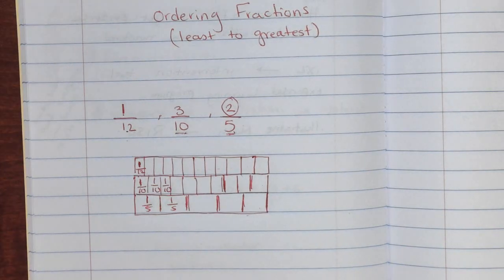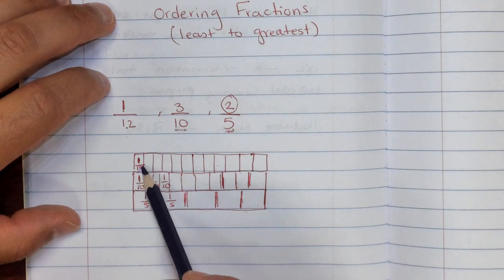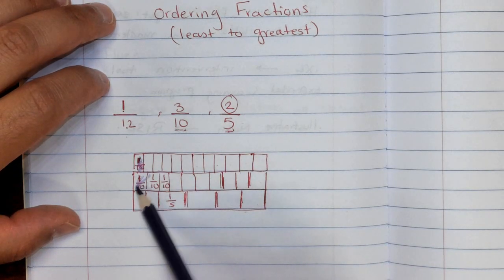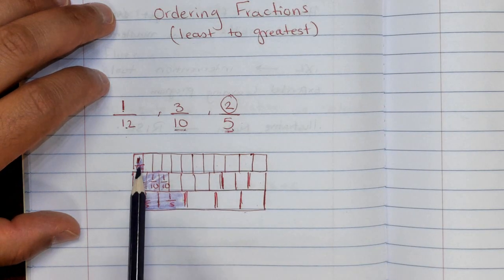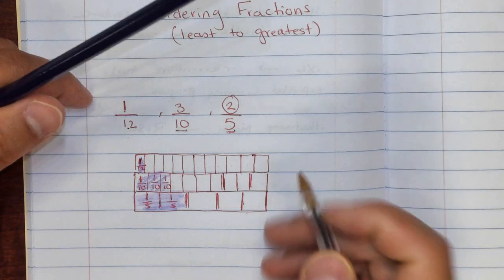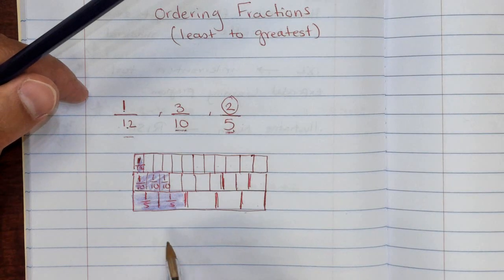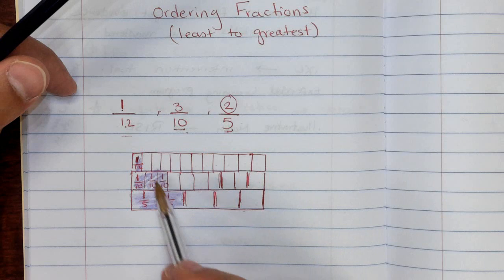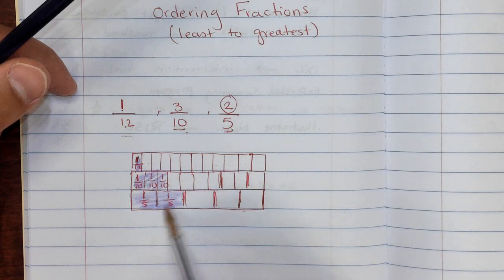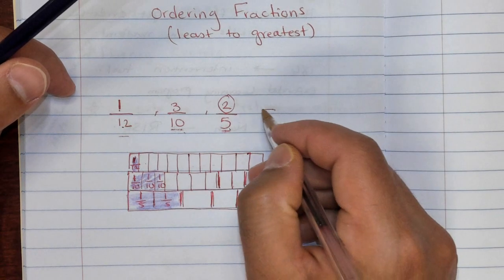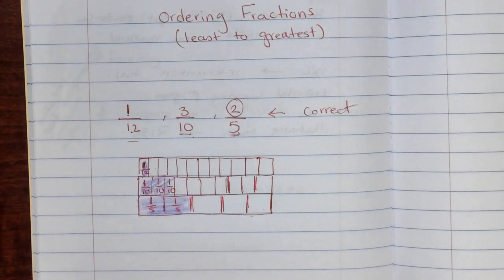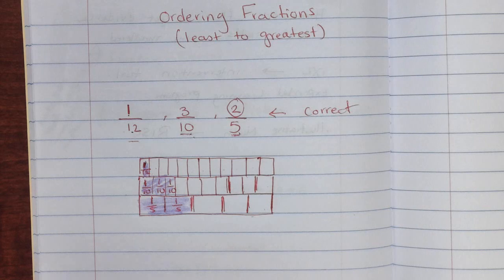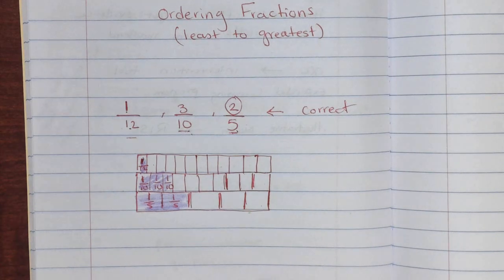So which fraction is the smallest? The 1/12, right? So the 1/12 is my least. My 3/10 is in between 1/12 and 2/5. So this is in the correct order. How lucky we are, right? Okay, let's try a different problem.